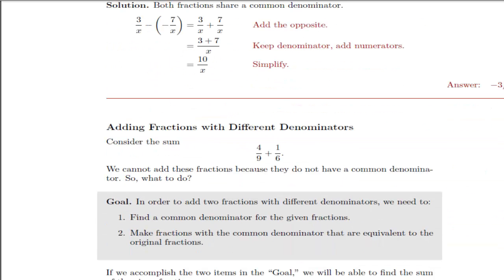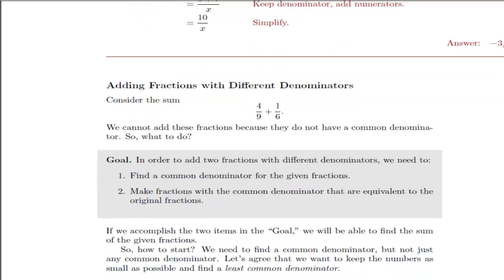Adding fractions with different denominators. Consider the sum 4/9 plus 1/6. We cannot add these fractions because they do not have a common denominator. So what do we do? Goal. In order to add two fractions with different denominators, we need to first find a common denominator for the given fractions, and second, make fractions with a common denominator that are equivalent to the original fractions. If we accomplish the two items in the goal, we'll be able to find the sum of the given fractions.